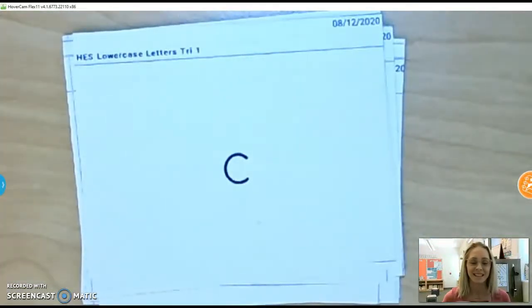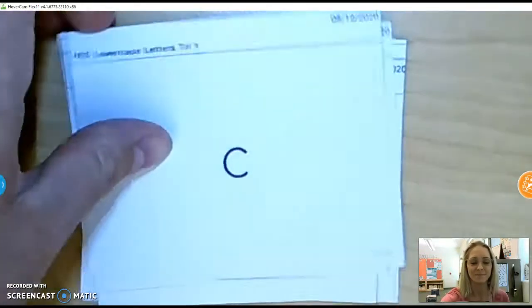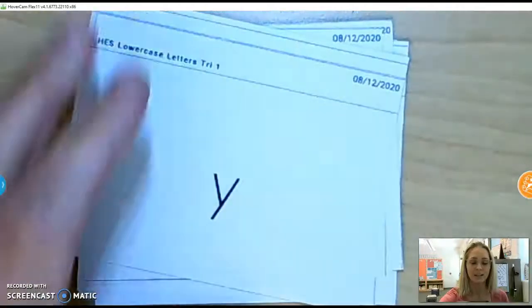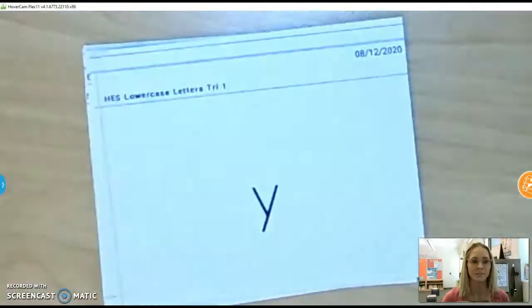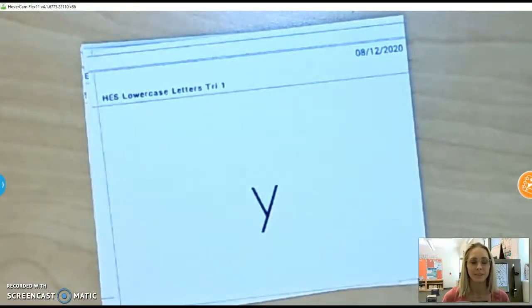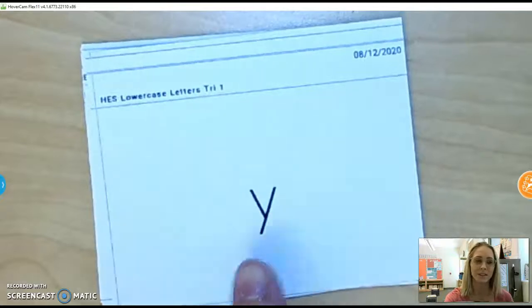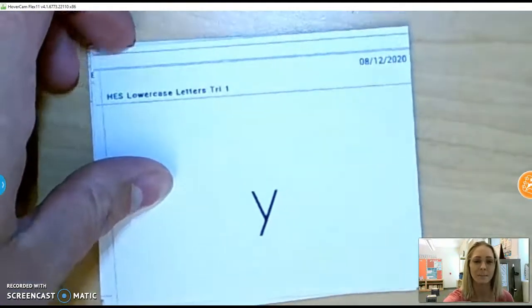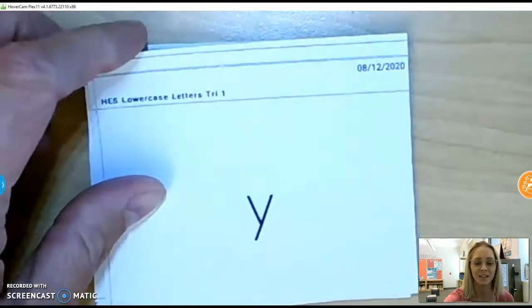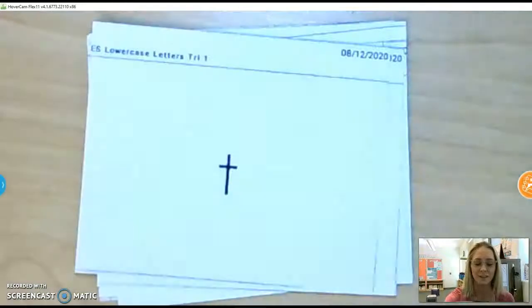Okay. What letter is this? Good. That's the letter C. And C says K. Say C, K. Good job. What letter is this? That's the letter Y, and it says Ya. Say Y, Ya. Good job. And this is the first letter of Yarrington for Mrs. Yarrington. Ya, Ya, Yarrington. Good job.